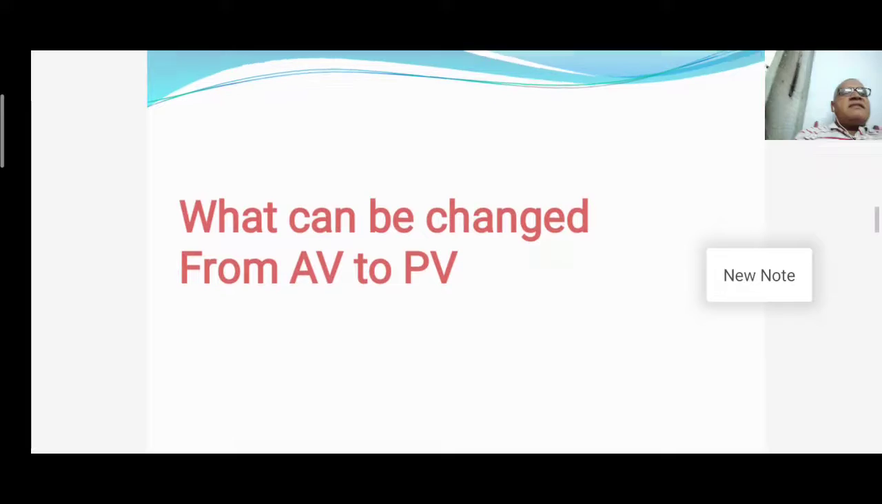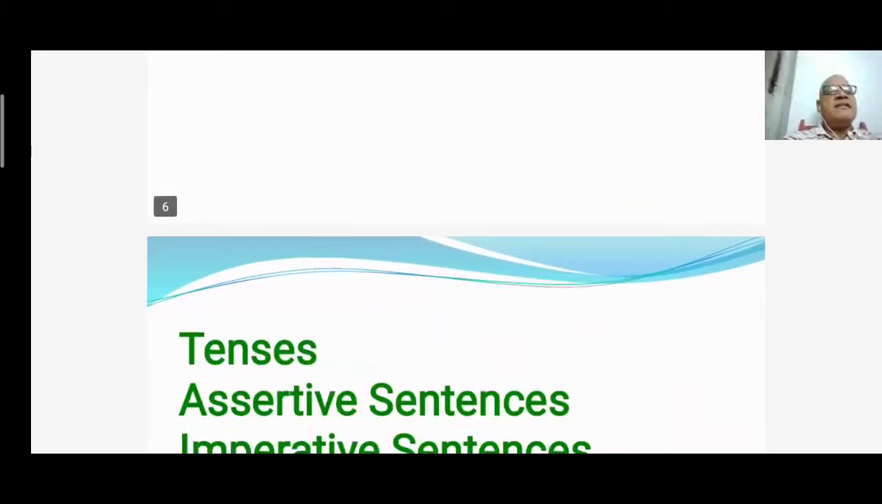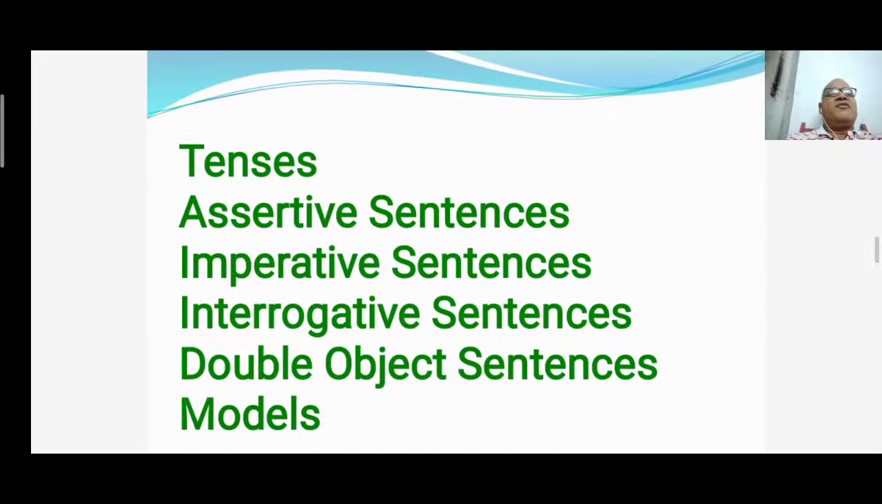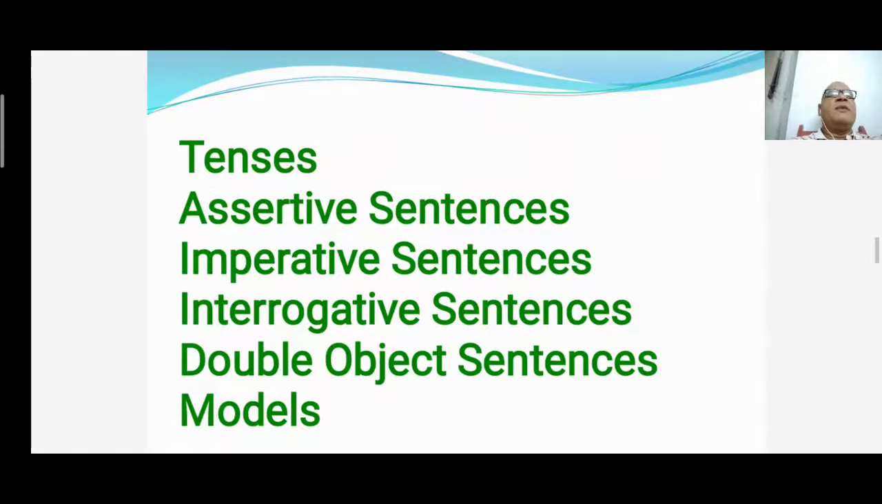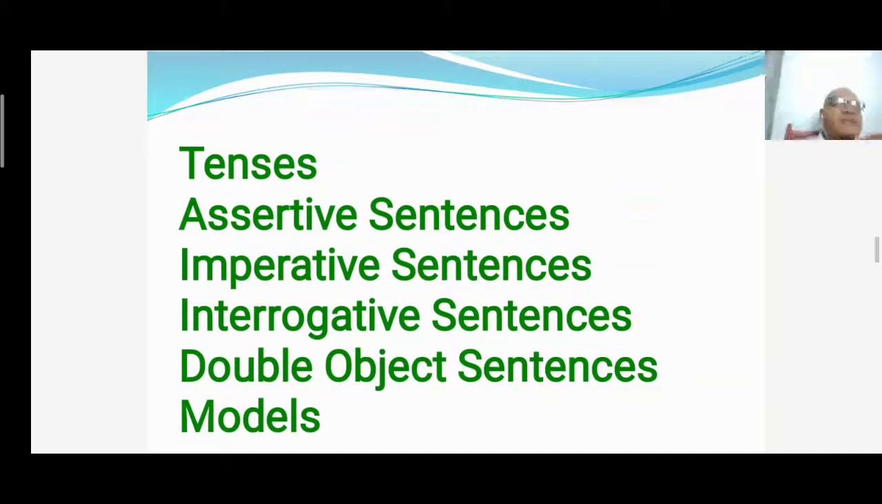What are the exact sentences that we can translate from active voice to passive voice? Here is a list of all those sentences which can be transformed from active voice to passive voice. All the tenses can be transformed, except four tenses: present perfect continuous, past perfect continuous, future continuous and future perfect continuous. All these four have only active forms, no passive forms.